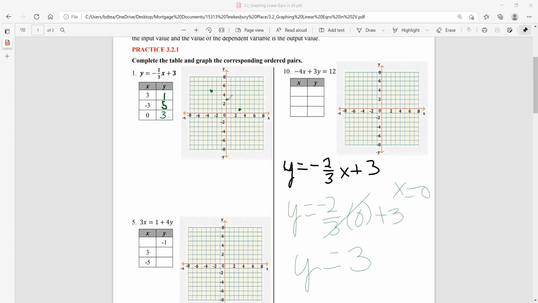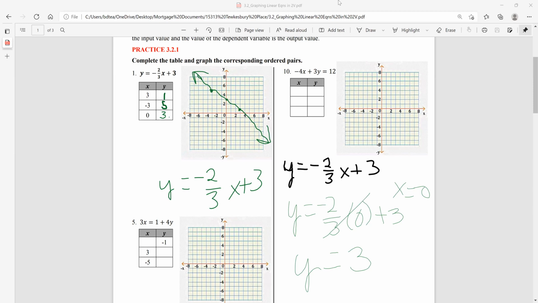More importantly, you can clearly see that this is a straight line. My marker is not very straight, but it is a straight line, and that's a linear equation. And that line represents the equation y equals -2/3 x plus 3. So basically, we graph this line by just plotting these points. And that's our objective for that one.